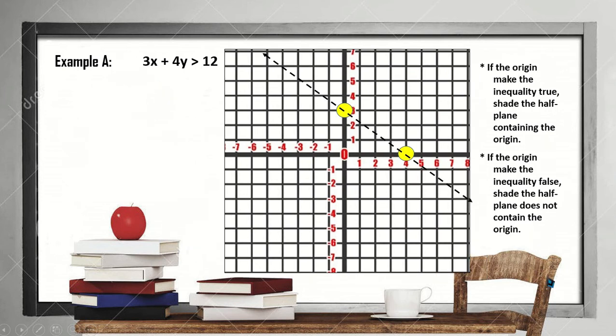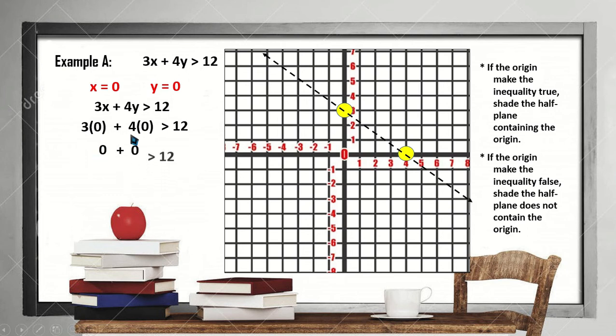Okay, so test na natin si origin. Okay, so ang gagamitin natin ay 0 and 0. So we have 3x plus 4y is greater than 12. So palitan natin ito ng 0. So we have 3 times 0 plus, palitan natin ito ng 0, 4 times 0 greater than 12. So 3 times 0 we have 0. 4 times 0 we have 0 greater than 12. So we have 0 is greater than 12.